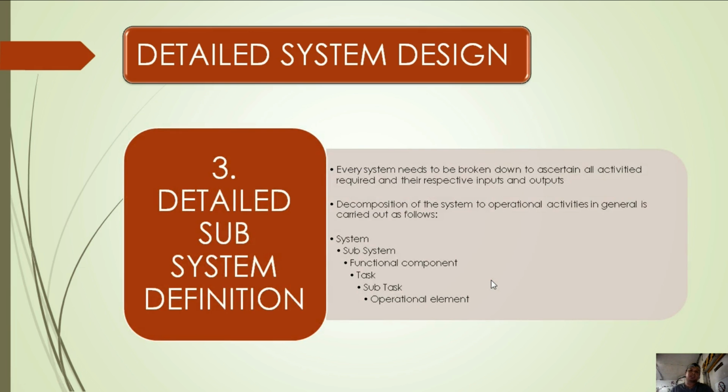Third one is detailed subsystem definition. Every system needs to be broken down into all the activities required and their respective inputs and outputs. The decomposition of the system into operational activities is generally carried out as follows. For example, we have the main system, so we can subdivide it into subsystems, describe the functional components, and each component should have tasks, subtasks, and operational elements.